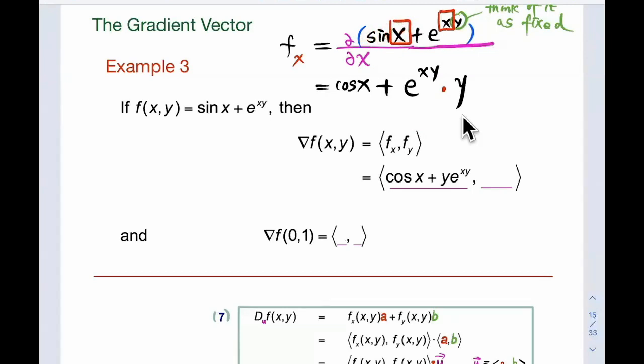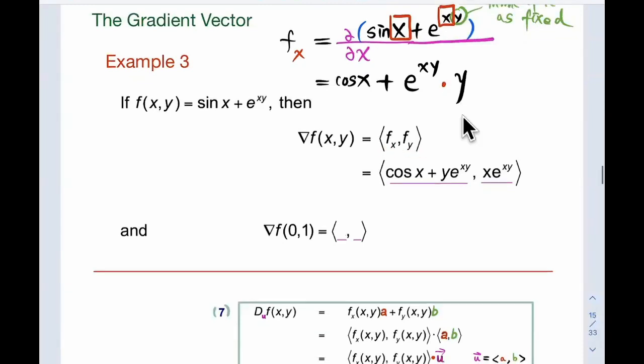And what's the derivative of this with respect to y? x times e to the xy, right? You got it. Good. Okay, so we got that. Now you just computed the first gradient in your life. You did it. Not that complicated once you think about it this way, right? The components will consist of partial derivatives.